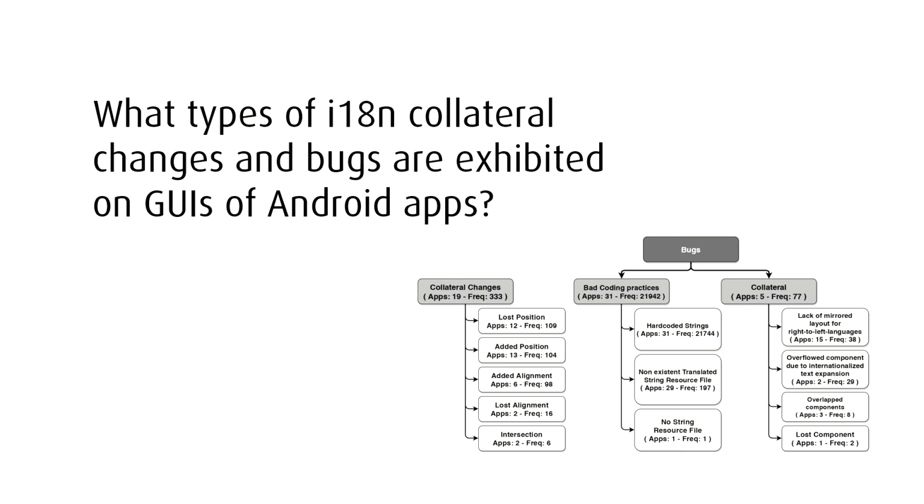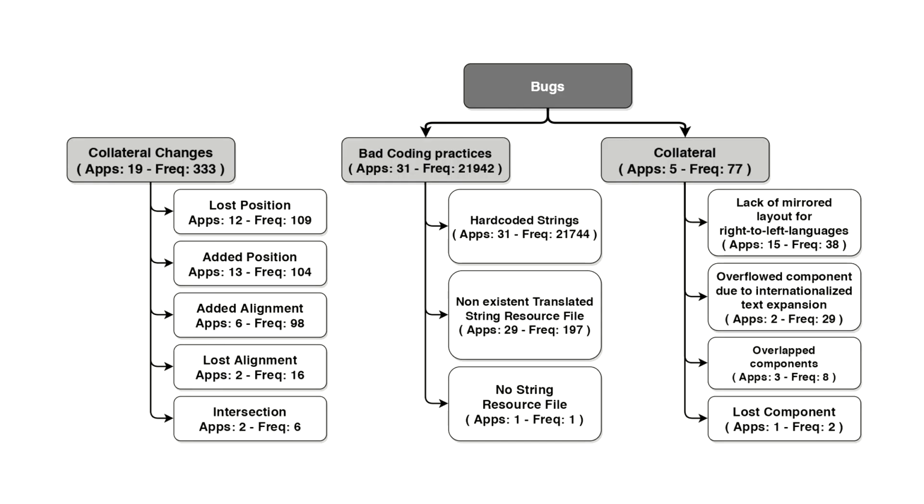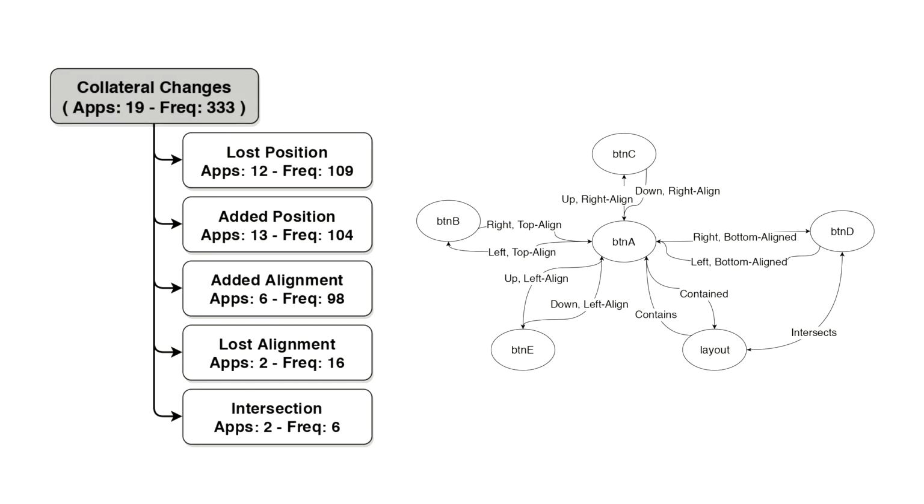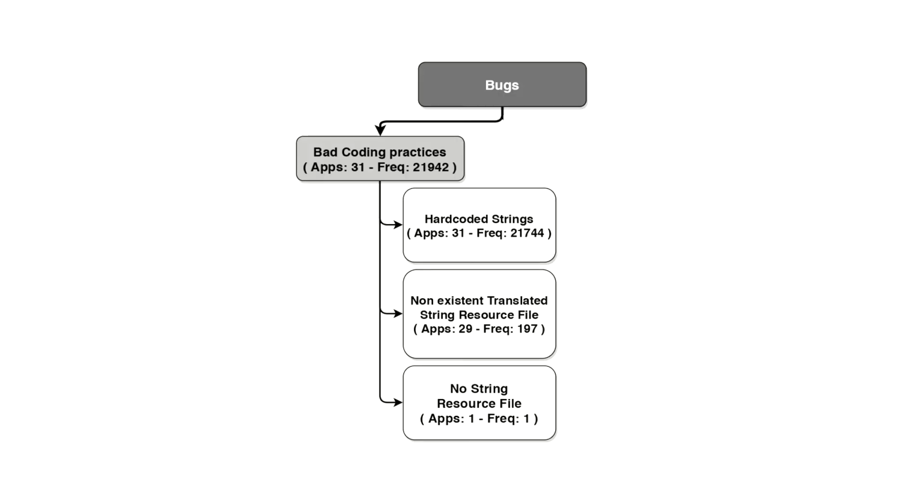Regarding the research questions, the first one was: what types of internationalization collateral changes and bugs are exhibited in graphic user interfaces of Android apps? We found 3 main categories. The first one is the collateral changes, which are the changes that we found in the layout graph. The second one is the bad coding practices, where we are talking about the files. First, the hard-coded strings, which are the strings that are inside the code or the smali intermediate representation. The second is the non-existent translated string resource file.